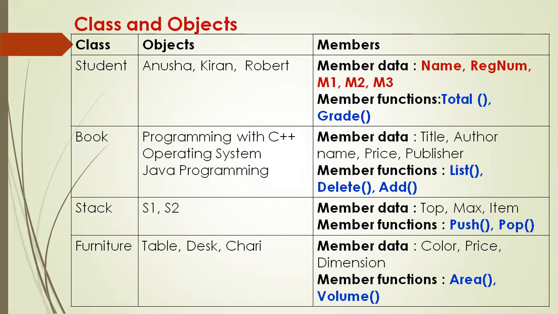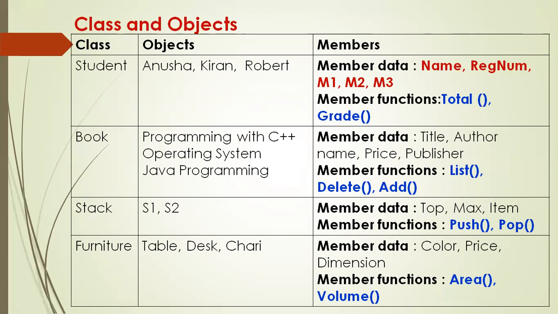The member data are name, register number, M1, M2, M3. That is marks in three subjects. The member functions are calculating total using M1, M2, M3 and grading them. So this class student has 5 member data and 2 member functions.